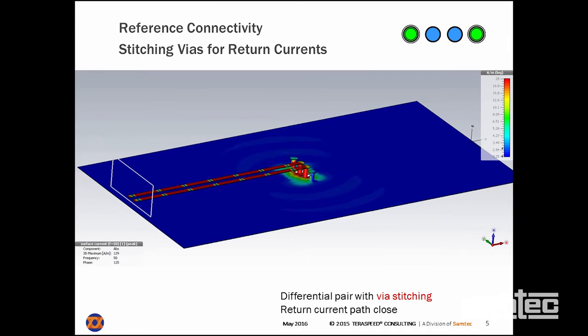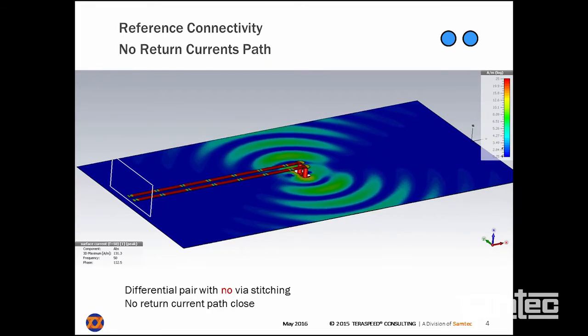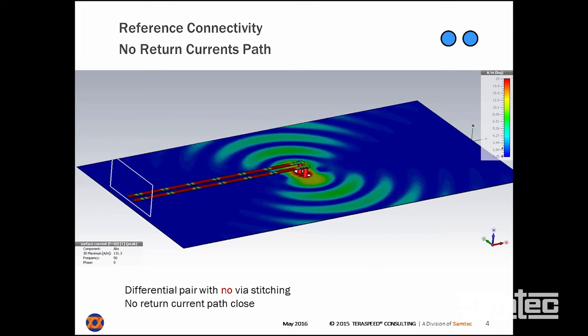Because of your return current, here's your P. With return current, here's your N with return current. They go here, they go down together and back on another layer. Notice it's not a problem now. That's a huge difference. So look at the difference between here and here.